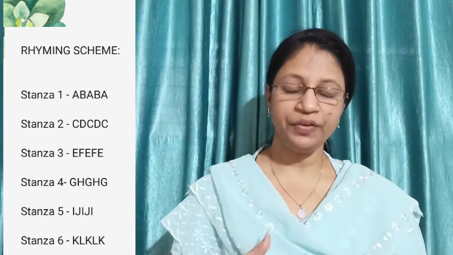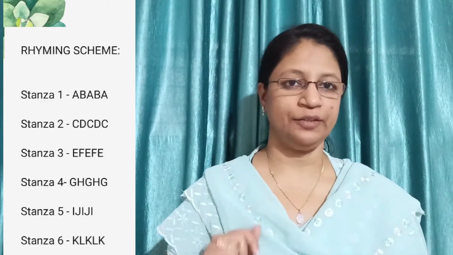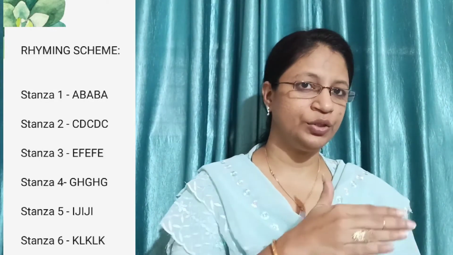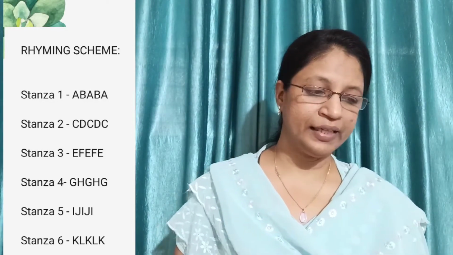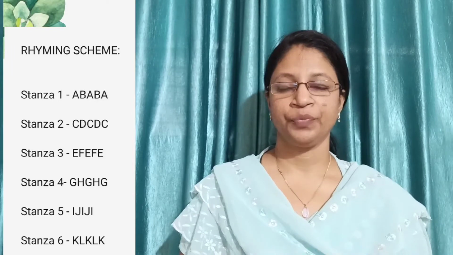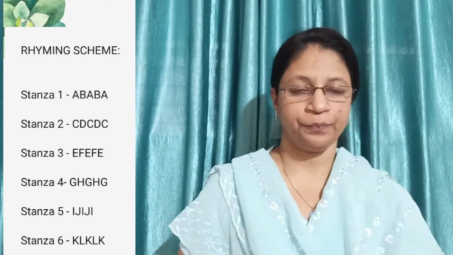And in the second one it is C, D, C, D, C. So the continuation you can go, it is E, F, E, F, then G, H, G, H, and so on, K, L, K, L, I, J, I, J, and K, L, K, L. So this way he has written the poem. The rhyming scheme is A, B, A, B, A.